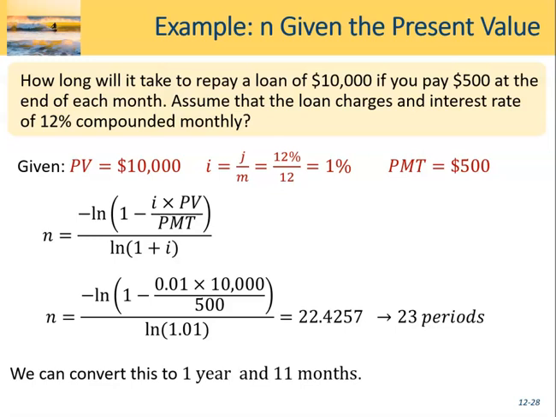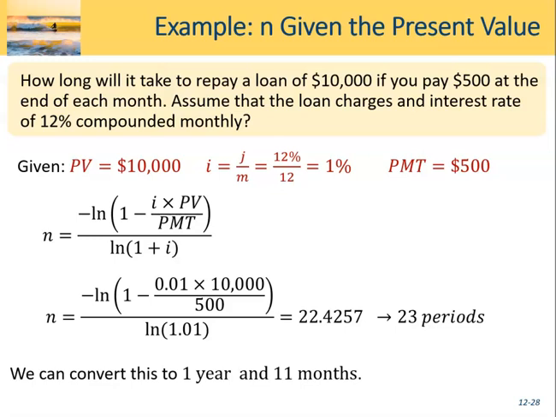So we're going to put that in our calculator. Our present value is 10,000. We know that our I/Y is 12. We know that if we go into our P/Y level, our P/Y and our C/Y are both 12 because it's monthly. We know the payment is going to be 500 per month at the end of the month. And therefore, you are going to make payments of 22.43.